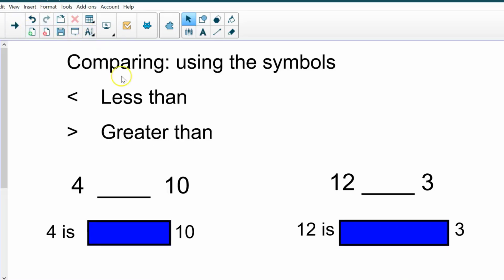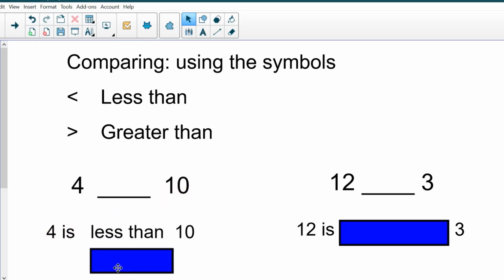So remember, comparing using symbols, we have our less than symbol and our greater than symbol, the inequalities we call them. Remember back in elementary school when you compared whole numbers like 4 and 10, you would say, okay, well, you know 4 is less than 10.